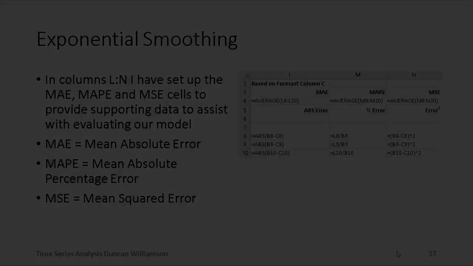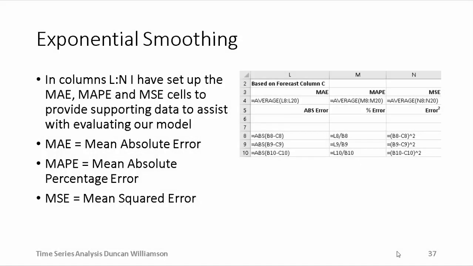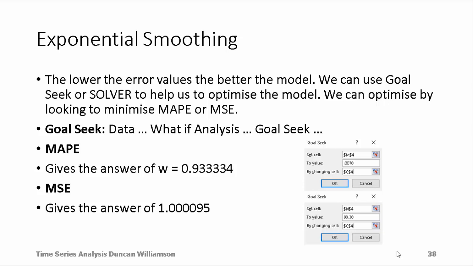The actual is blue. In columns L to N, I've set up the MAE, MAPE and MSE cells to provide supporting data to assist with evaluating our model. MAE is the mean absolute error, the average absolute error. MAPE is the mean absolute percentage error, and MSE is the mean squared error. The lower the error values, the better the model. We can use GoalSeek or Solver to help us to optimize a model. We can optimize by looking to minimize MAPE or MSE.